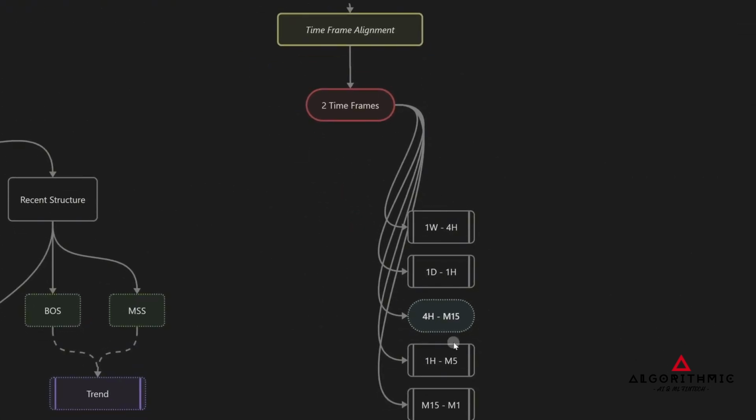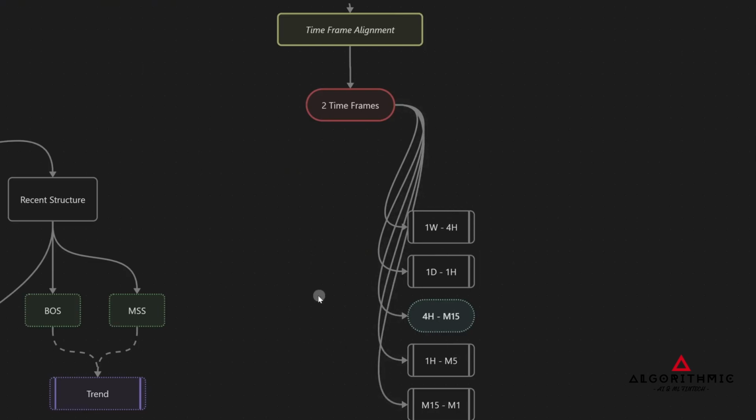You can go 1 weekly and 4-hour, daily and 1 hour, 1 hour and 5 minutes, or 15 minutes and 1 minute. Now, when you go from up to down, the frequency goes higher as you go to a lower time frame, so you have more trades here, and it takes less time for the trades to actually reach the take profits. Or more like a swing trader.